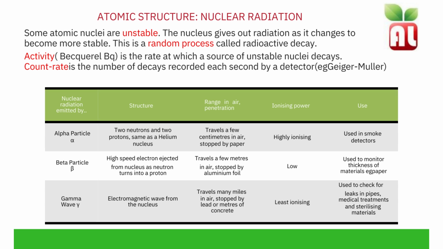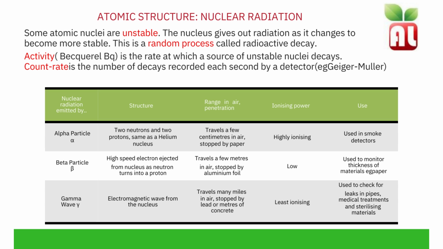Alpha particles have the same structure as a helium nucleus. They have 2 neutrons and 2 protons, leaving alpha particles with an overall +2 charge. They travel a few centimetres in air but are absorbed or stopped by materials as thin as paper.